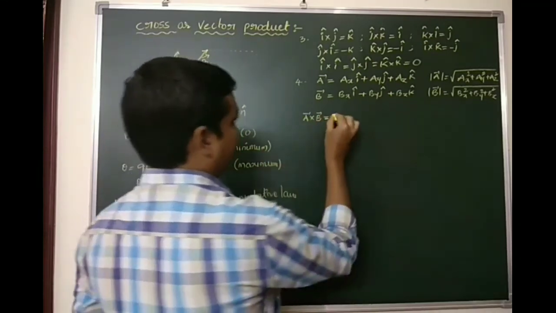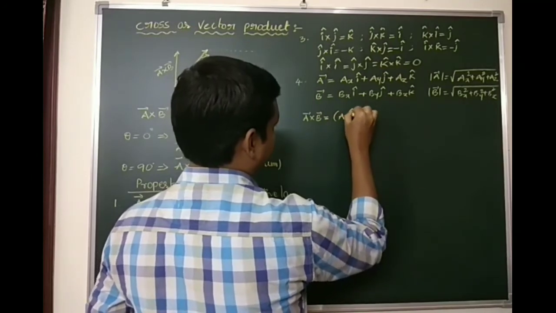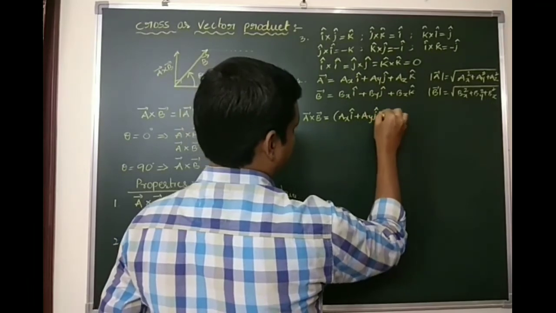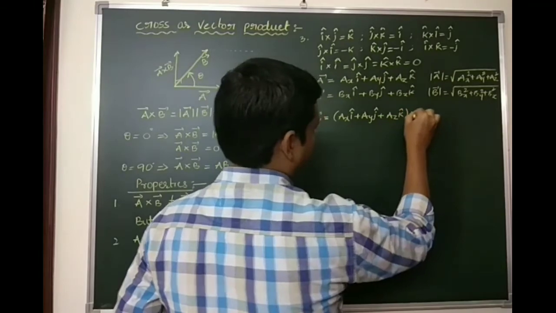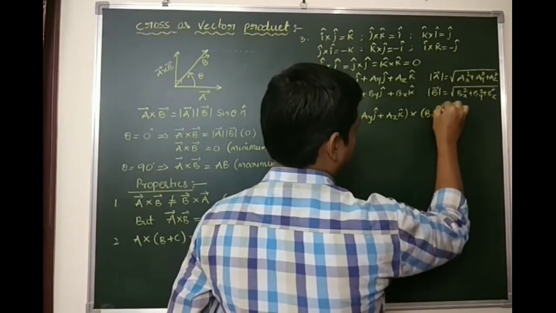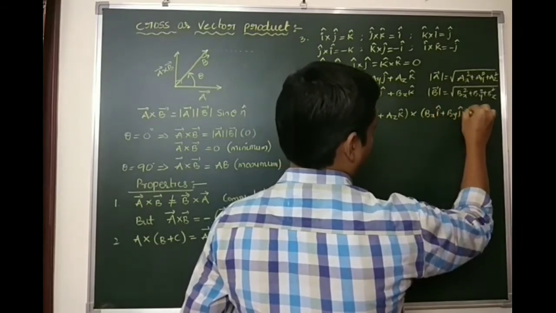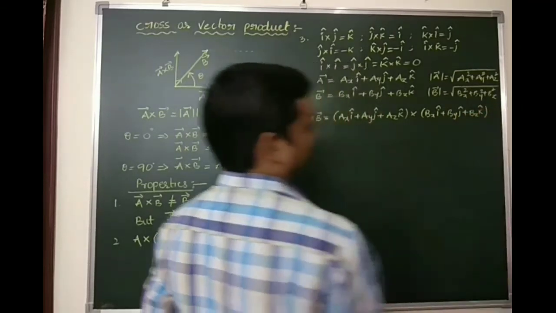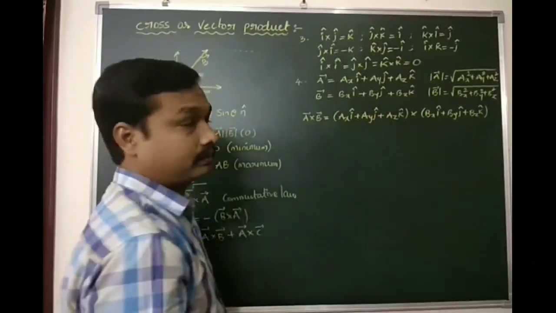A cross B is equal to (Ax i cap + Ay j cap + Az k cap) cross (Bx i cap + By j cap + Bz k cap). According to these laws we can do it.